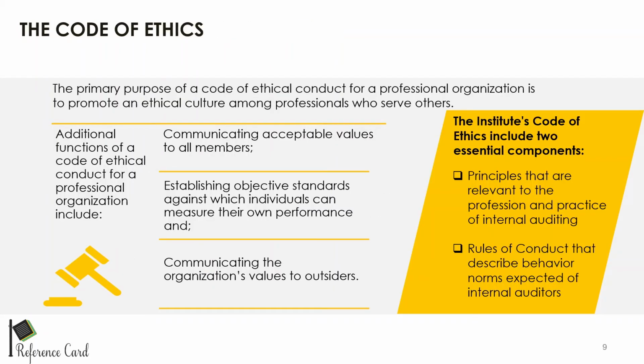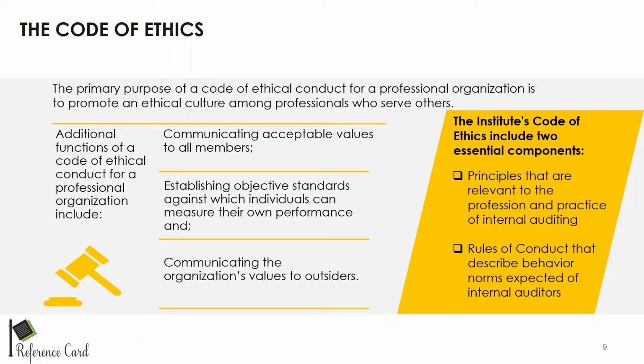The third element of mandatory guidance is the code of ethics. A code of ethics is necessary and appropriate for the profession of internal auditing, which is founded on the trust placed in its objective assurance about governance, risk management and control. The primary purpose of a code of ethical conduct for a professional organization is to promote an ethical culture among professionals who serve others. The Institute's Code of Ethics includes two essential components: principles that are relevant to the profession and practice of internal auditing, and rules of conduct that describe behavior norms expected of internal auditors.